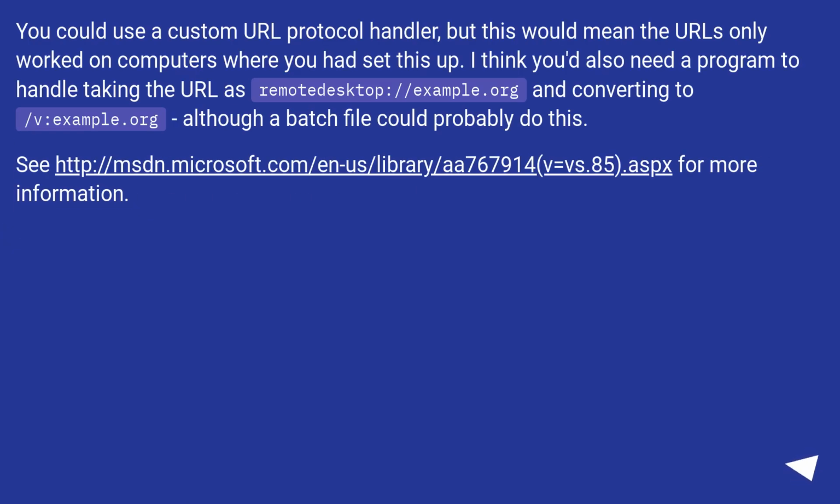You could use a custom URL protocol handler, but this would mean the URLs only worked on computers where you had set this up. I think you'd also need a program to handle taking the URL as remotedesktop://example.org and converting it to /v:example.org, although a batch file could probably do this. See this URL.